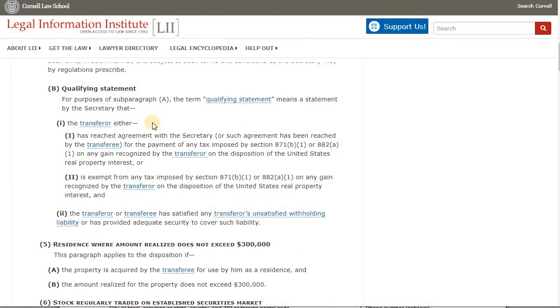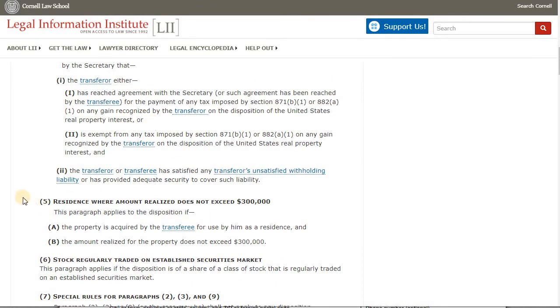One of the big ones I see often is this one, subparagraph 5, a residence where the amount realized does not exceed $300,000 in gross sale proceeds. So let's say you're an individual and you're buying a property directly and you're going to live in it, it's your home. If you're going to use the property as a residence and the amount realized on the sale of the property does not exceed $300,000, then you don't have to go through this process of withholding tax on the sale to that foreign seller. So it is kind of like a de minimis exception, and for stated use of the property, if it's going to be your personal residence.